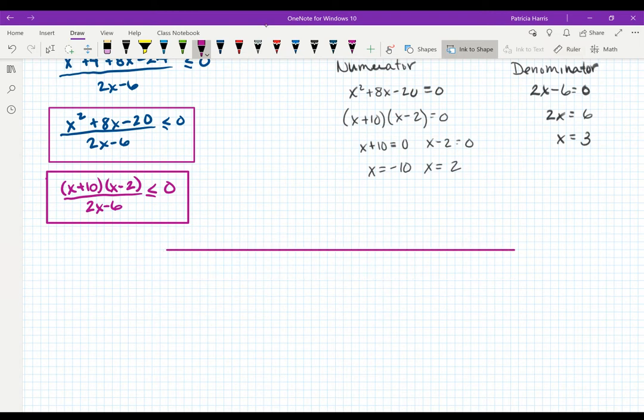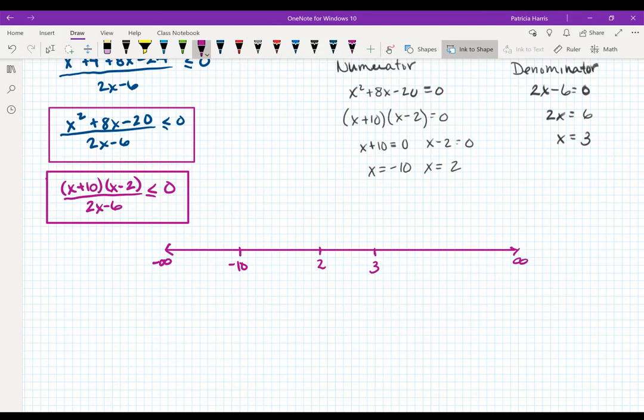Okay, and remember on your number line, you have negative infinity all the way to your left, positive infinity on your right-hand side. So we need to make sure that we're putting our numbers in order. Negative 10, 2, 3. So we're going to choose numbers in each interval. So we're going to pick one between negative infinity and negative 10, between negative 10 and 2, between 2 and 3, and between 3 and infinity.